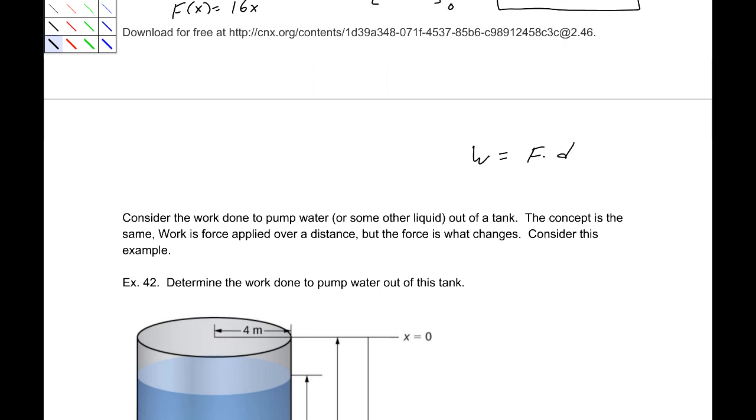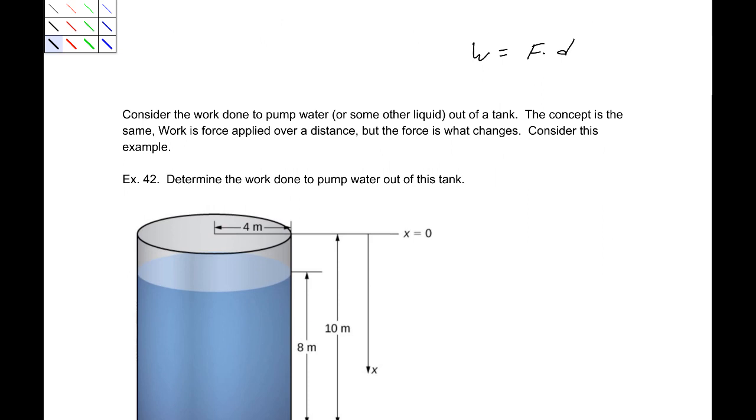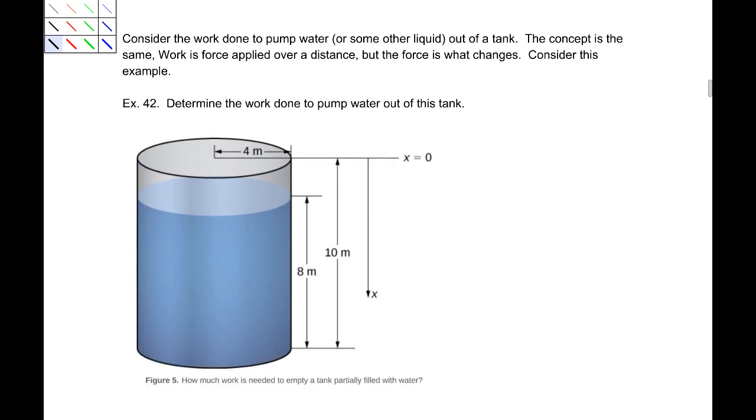Alright, so consider this example. Determine the work done to pump water out of this tank. So let's just give it a second and stare at this and figure out what we know about this. Well, first, x equals 0 is considered the top of the tank, and x equals 10 is the bottom of the tank. But our x-axis values are going down in this manner. We have a tank of radius 4, and there's actually 8 meters worth of water in here.